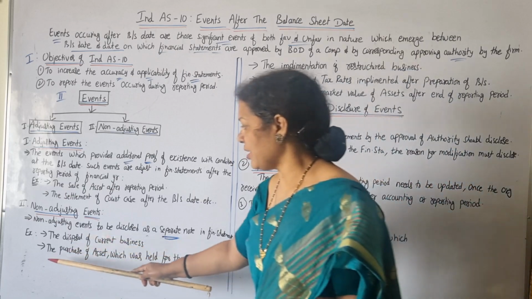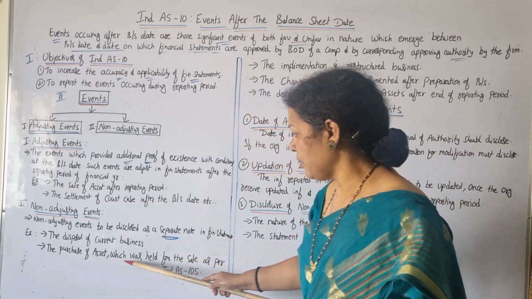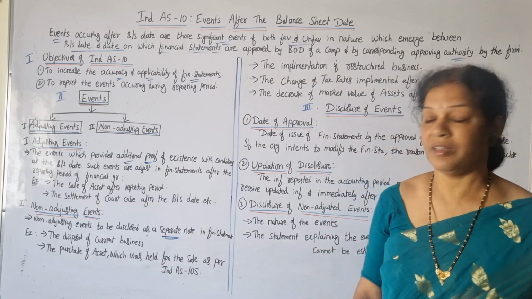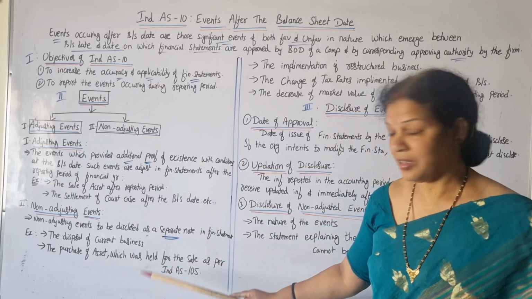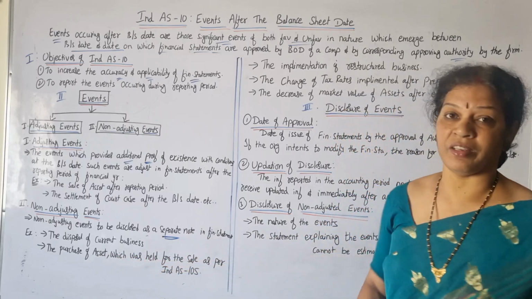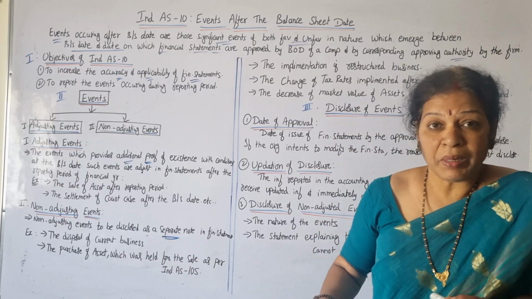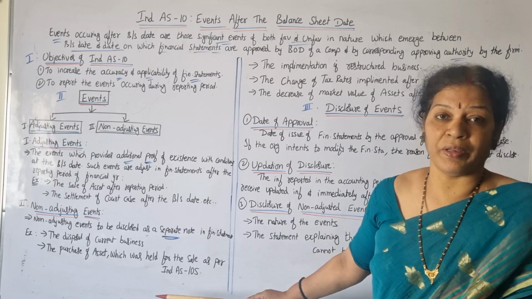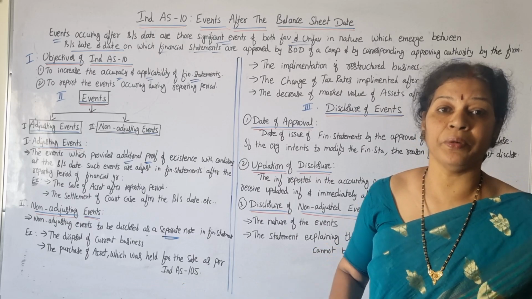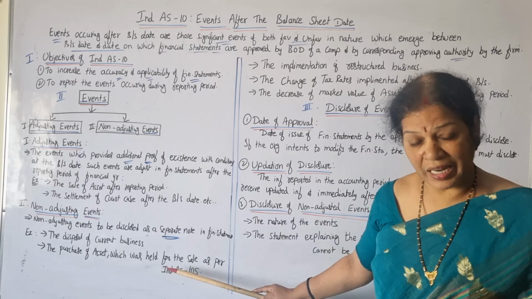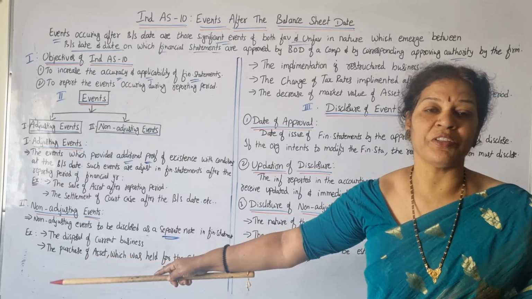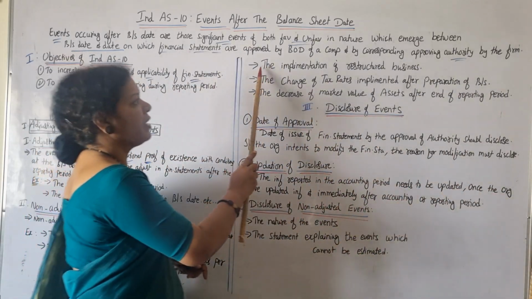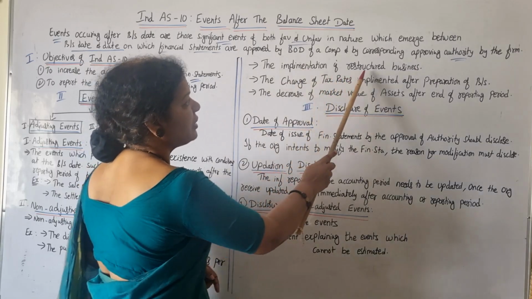Another case: the purchase of an asset which was held for sale as per Indian Accounting Standard 105. We are purchasing the asset, but this asset is held for sale as per Accounting Standard 105, which we are going to learn in further classes. If it is under that case, if we are purchasing it, that cannot be adjusted. There are a few more examples. Another one is the implementation of restricted business.